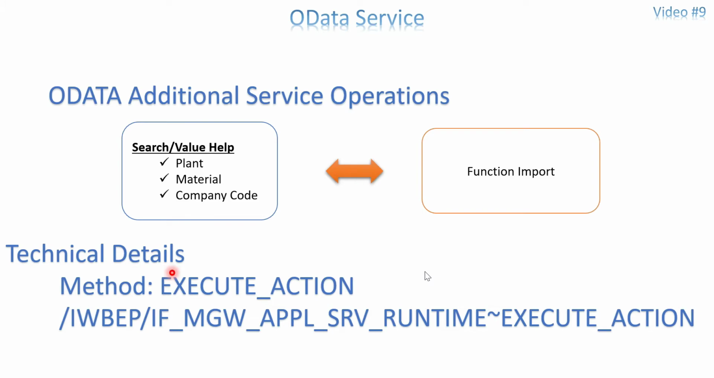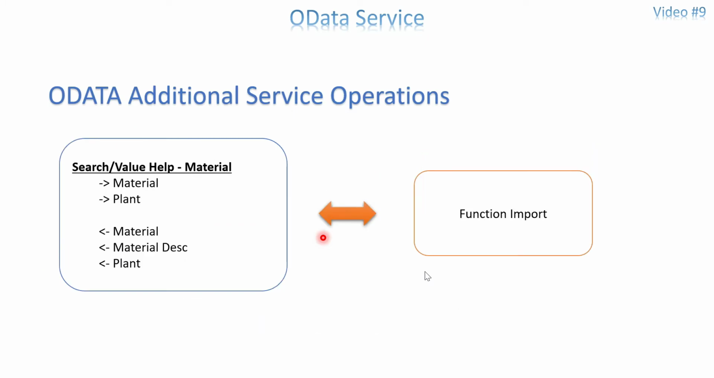So you have entity set methods, and the same way you have execute action as well. If you have seen my previous videos about deep entity, you might be aware of other methods as well, like get entity and create deep entity. The same way, execute action is also one of the methods. It comes under this particular interface. Hope you understand the technical details about function import. I'll show you a little more.